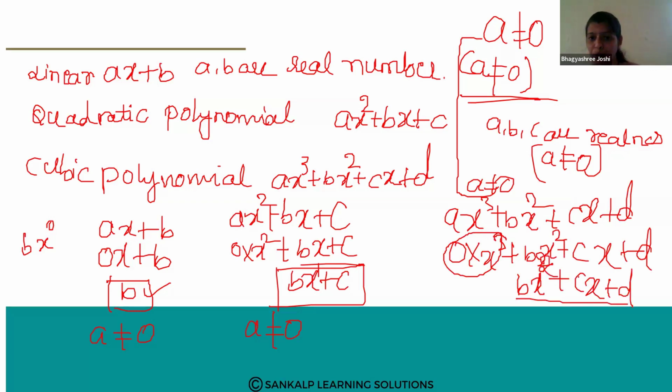For a cubic polynomial, we need x cube, right? So here it is left with only bx square plus cx plus d. Means it is a quadratic polynomial. This cubic polynomial became a quadratic polynomial. But what do we want? We want a cubic polynomial. For that, the condition is necessary that a is not equal to 0. Understood? Any doubt?